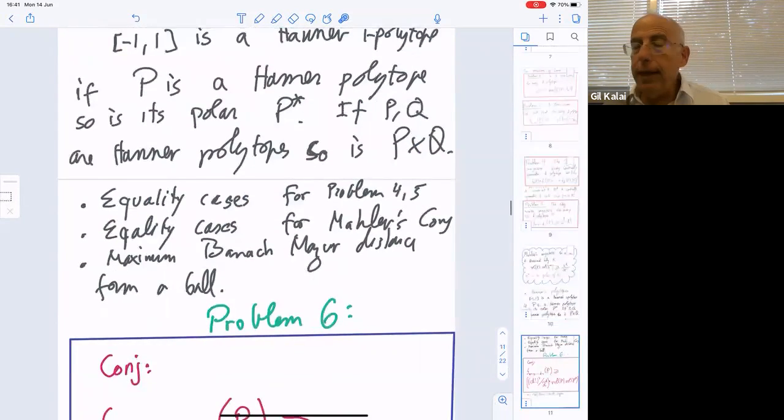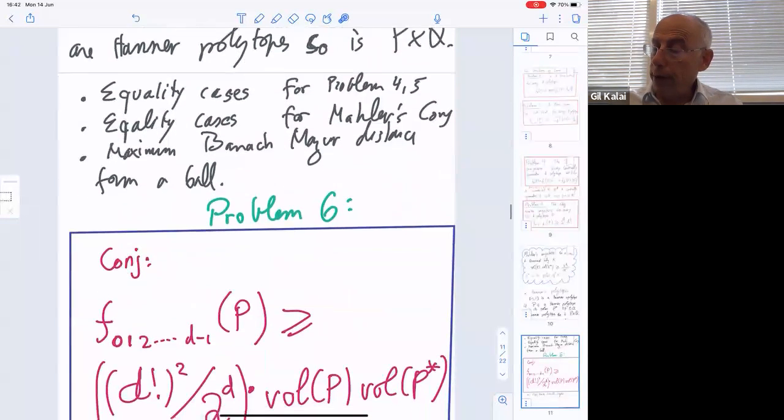And they satisfy other exciting properties. For example, the so-called Banach-Mazur distance. This is a notion of metric defined on centrally symmetric polytopes. The Banach-Mazur distance between the cube and every Hanner polytope is the square root of the dimension, which is the largest possible Banach-Mazur distance. And it is conjectured that they are the only cases of this equality.